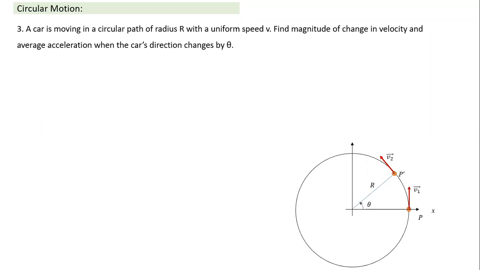And it comes to another point P dash, velocity is v2 bar. Magnitudes are same, the directions are changed. That's why I can't write v1 bar. And let's say this angular displacement is theta. So this is the angle between normals.